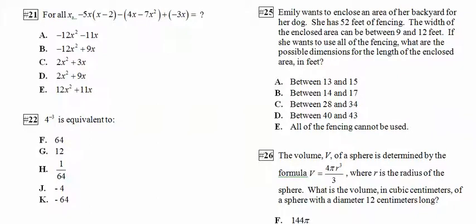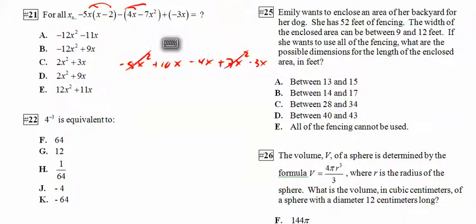So, number 21, for all of x, blah, blah. Go ahead and distribute all of them out, and make sure you distribute out your negatives. So we get negative 5x squared plus 10x minus 4x plus 7x squared minus 3x.